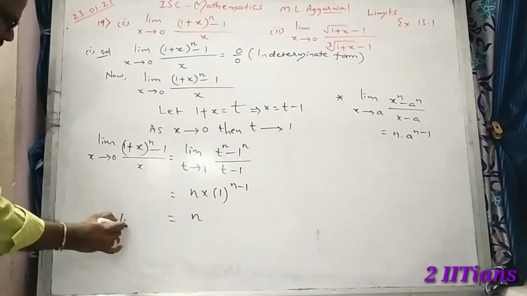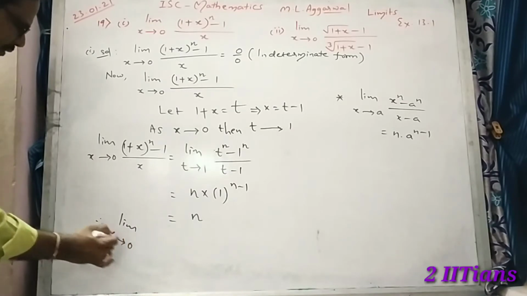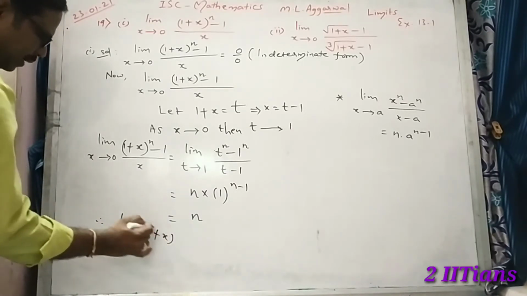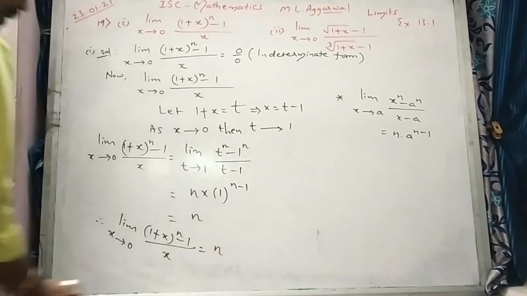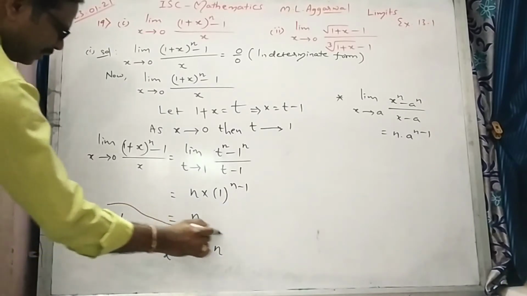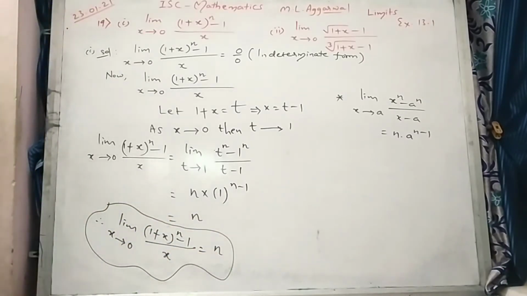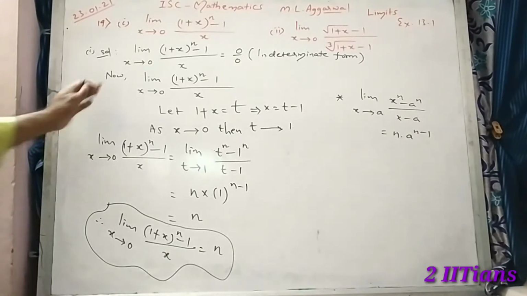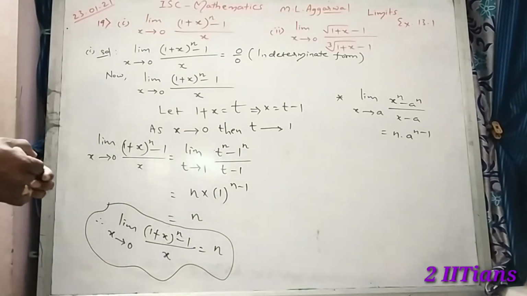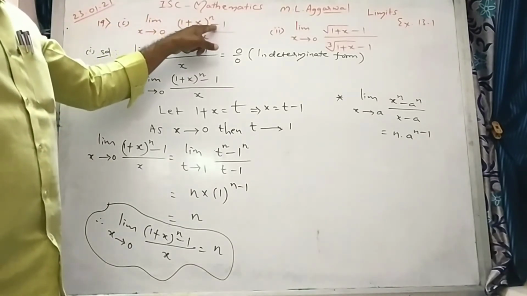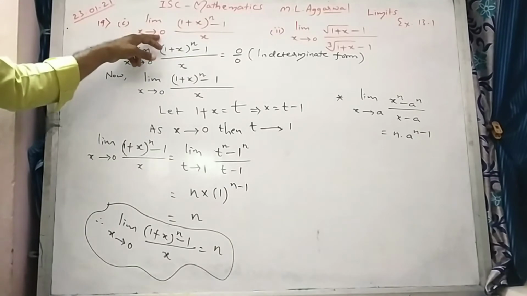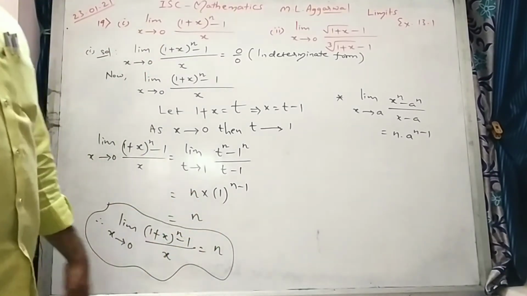So what is the standard formula here? Wherever we have limit x tends to 0, (1 plus x) whole power n minus 1 upon x, I can write n. Understand? By using this problem, I am going to do the second question. Listen carefully. So, limit of (1 plus x) whole power n minus 1 upon x as x tends to 0, we can write n.